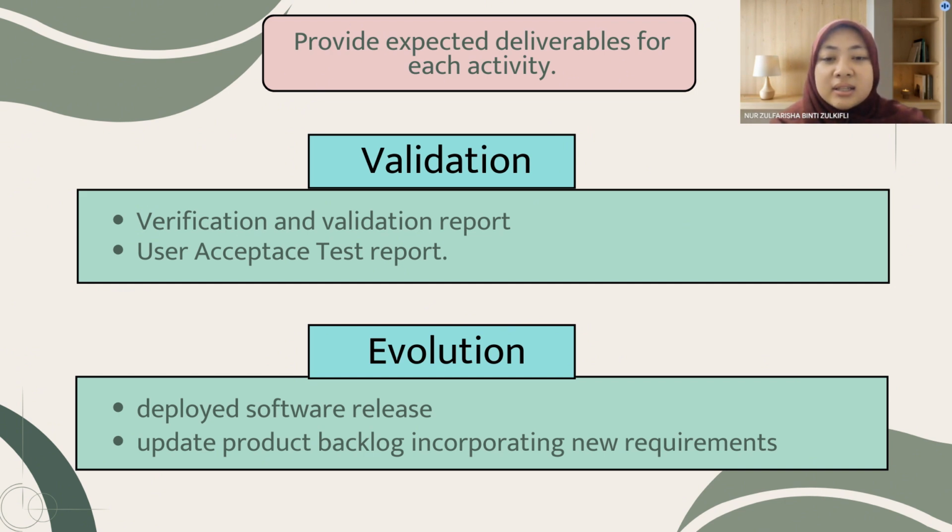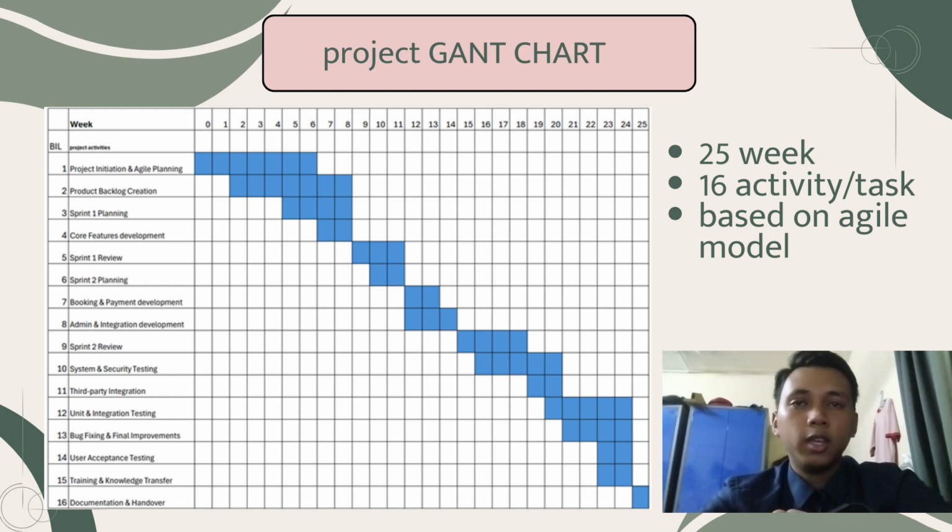For the last process activity, which is evolution, the expected deliverables are the deployed software release and an updated product backlog incorporating new requirements like cargo tracking and future service updates. This is a project Gantt chart. The project Gantt chart has 25 weeks and 16 activities or tasks, and is based on the agile model.